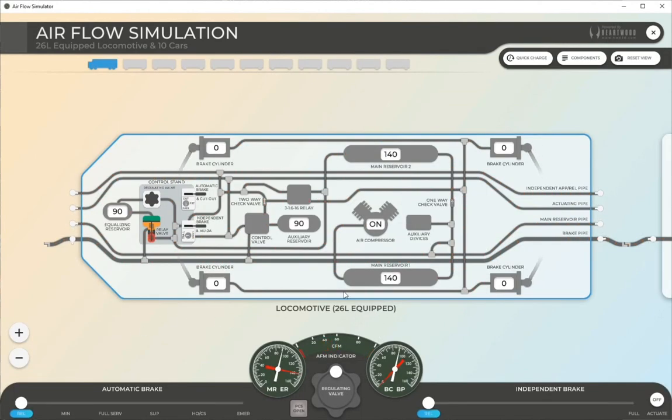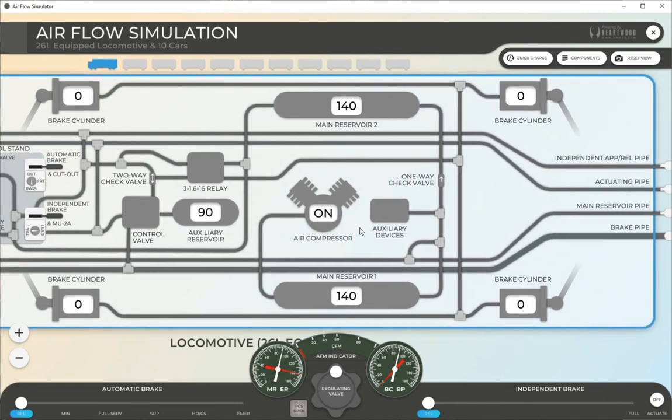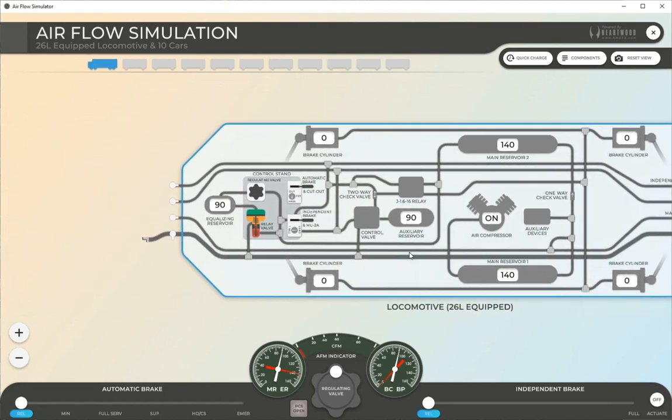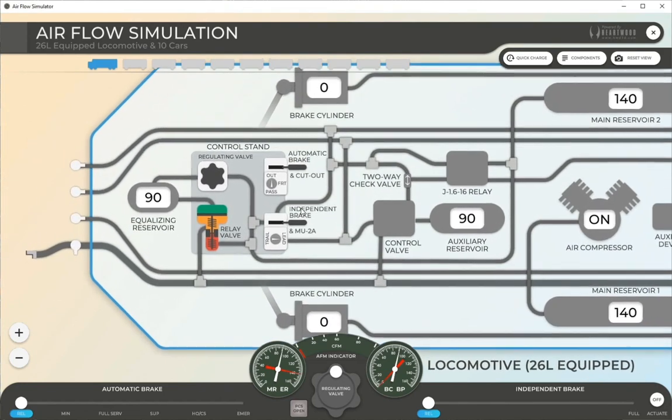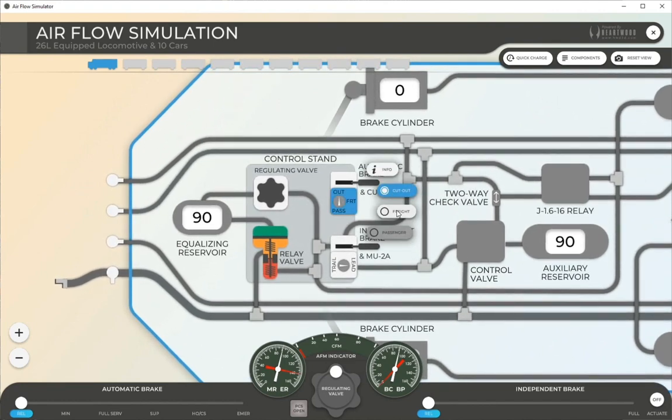Here is a simulation of a locomotive equipped with 26L brake equipment, the air compressor operating and supplying compressed air to the main reservoirs. At the control stand of the locomotive, the regulating valve is set to 90 psi. This results in the brake pipe supplying 90 psi to the rail cars attached.